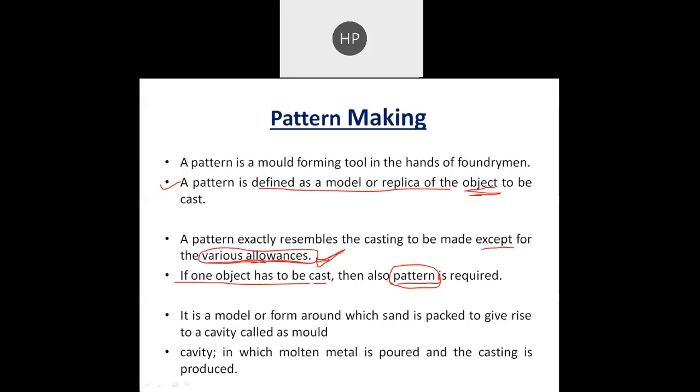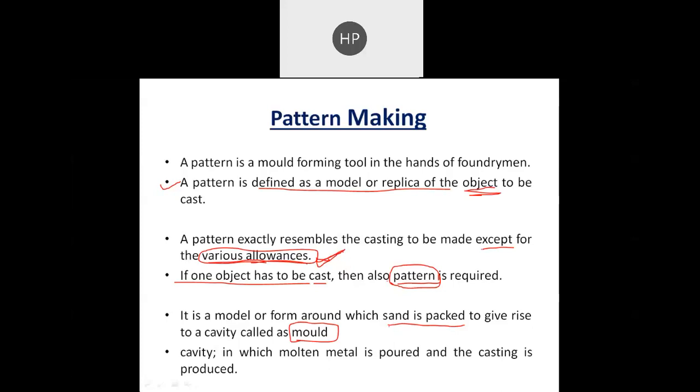It is a model or form around which sand is packed to give rise to a cavity called a mold. So we have to make the mold. How can we make the mold? We have to pack the sand all around this pattern. How that sand is packed all around the pattern, that also we are going to discuss. But what is the importance of pattern, that is what we are discussing over here.